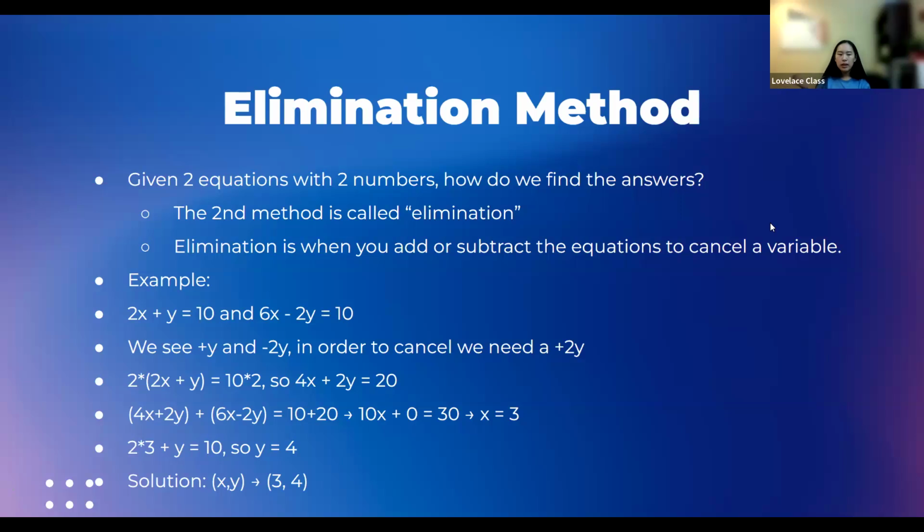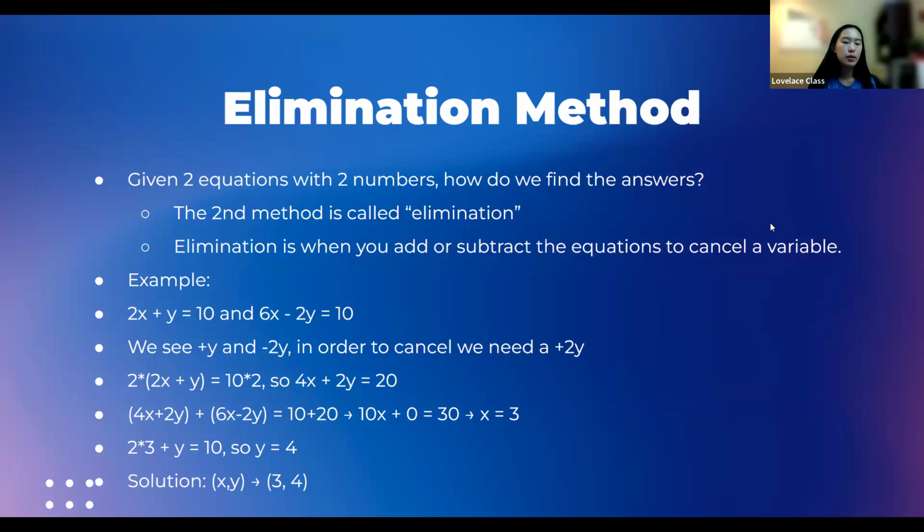But there's another way to do this. We can see there's a plus y and there's a negative 2y. So if we want to cancel, we want to get a plus 2y, because then we just want the equation in terms of x. So what we'll do is multiply both sides of the first equation by 2, because if you multiply one side, you have to multiply the other side, because that's called an equation, because they're equal. So from 2x plus y equals 10, you get 4x plus 2y equals 20.